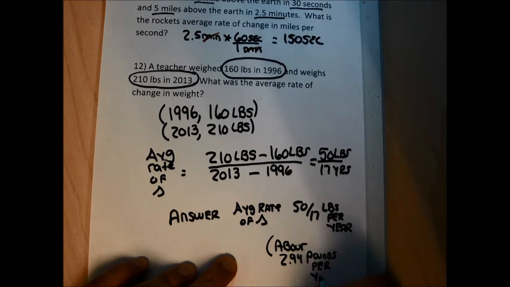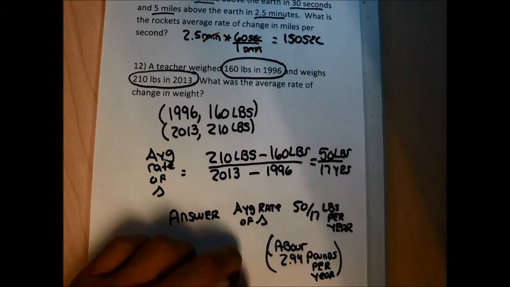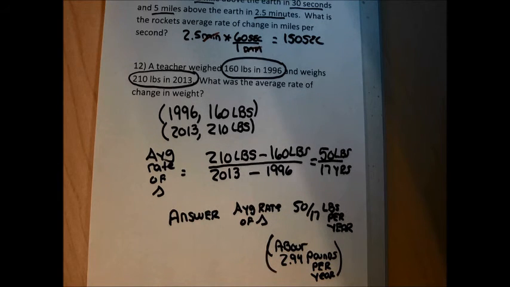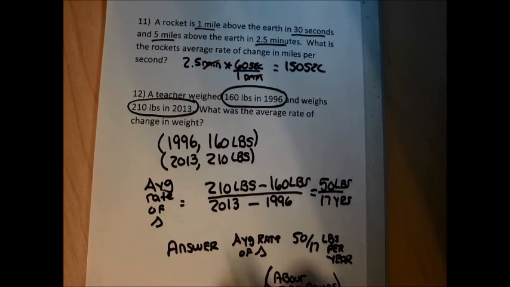So this teacher, on average, gained just under 3 pounds per year between 1996 and 2013 to gain those 50 pounds. So the average rate of change is the pounds per year. So the average rate of change is always something per something. And now you can make your stab at number 11 if you haven't already done it.